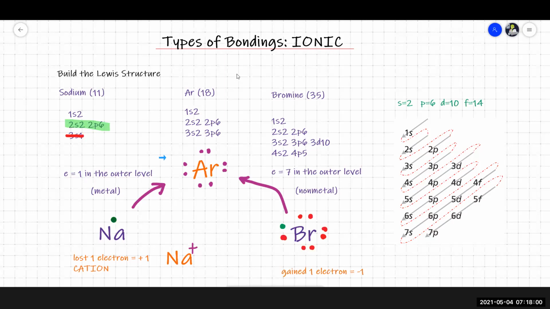And the other one that I have is bromine, which is number 35. If you build the electron configuration and then the Lewis structure, you realize it is something like that. 7 dots, because we have 7 electrons in the outermost level. Is that right?